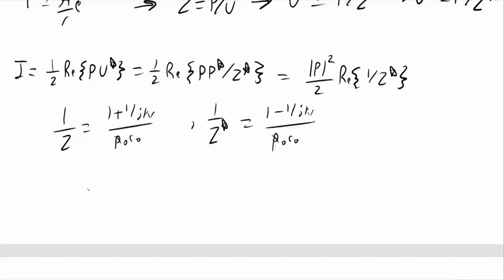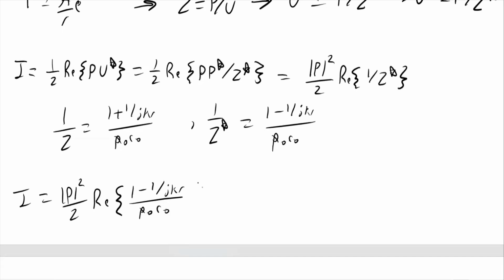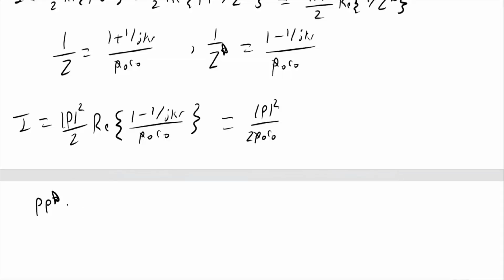So we have that intensity is equal to magnitude P squared over 2 times the real component of 1 minus 1 over jkr over rho naught c naught. Well, the only thing real here is the 1 over rho naught c naught, so that will come outside. So we have that the intensity is magnitude P squared over 2 rho naught c naught. Now, one final thing, we had that P times P complex conjugate was the magnitude of P squared. That, if you think about it, is actually equal to the magnitude of our total field squared. So we can write intensity as P squared over 2 rho naught c naught.